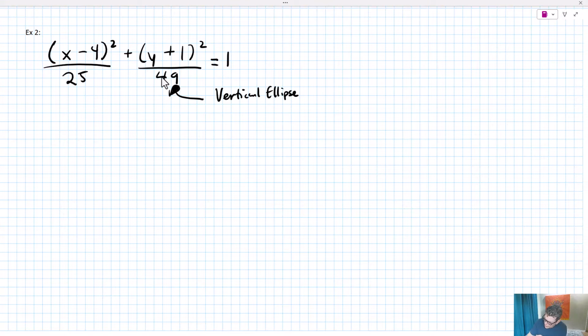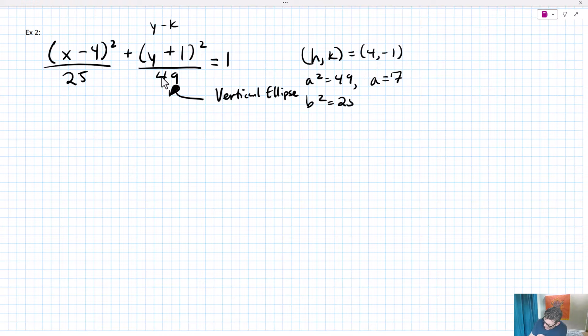So first we'll notice that h, k, our center, is going to end up equaling 4, -1. And that's because, remember, it's y minus k, so k is equal to -1 in this case, so we get 4, -1. A squared will equal 49, because it's going to be the larger of the two, so a will equal 7. And b squared is going to equal 25, so that means that b is going to equal 5.